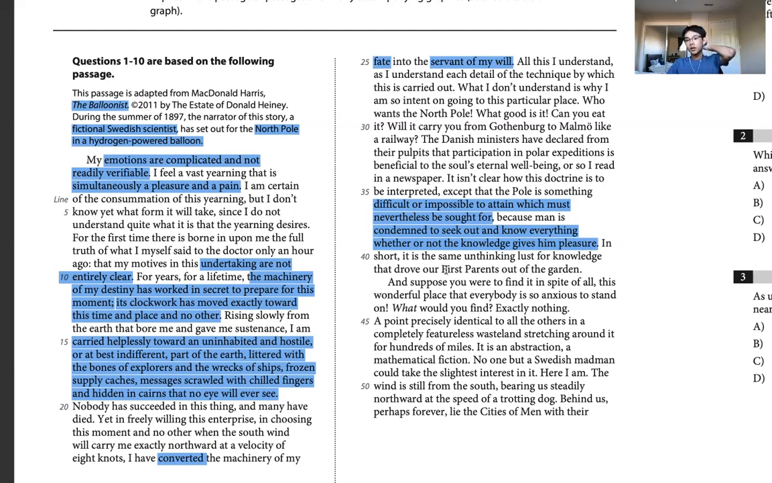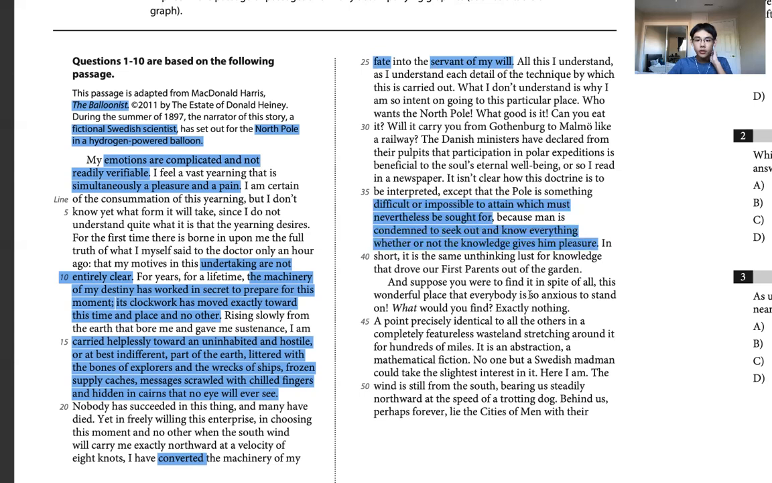So basically, here, the narrator is proposing a possible explanation for why he feels the will and the need to go explore the North Pole. And this reason is the fact that humankind is destined to seek out and to explore and to know everything that is unknown.